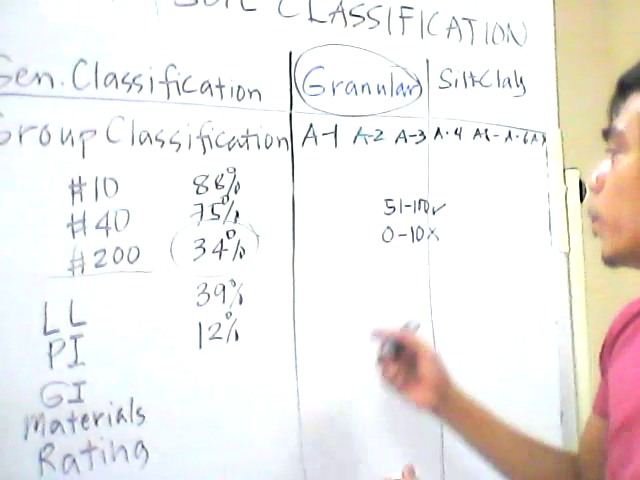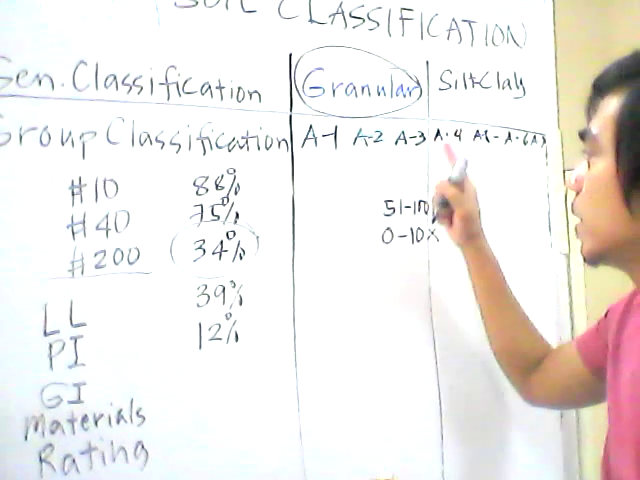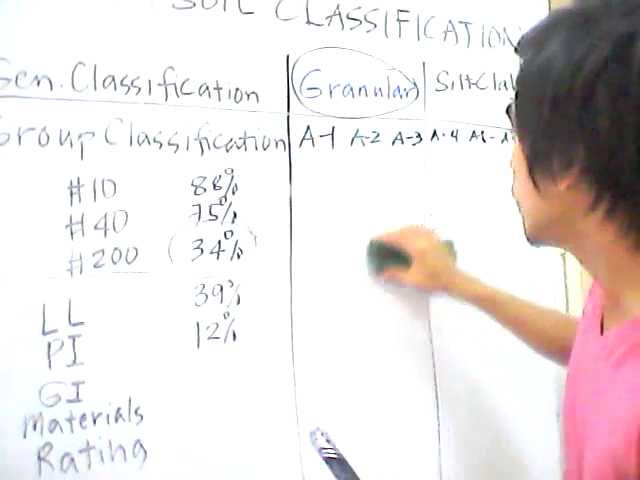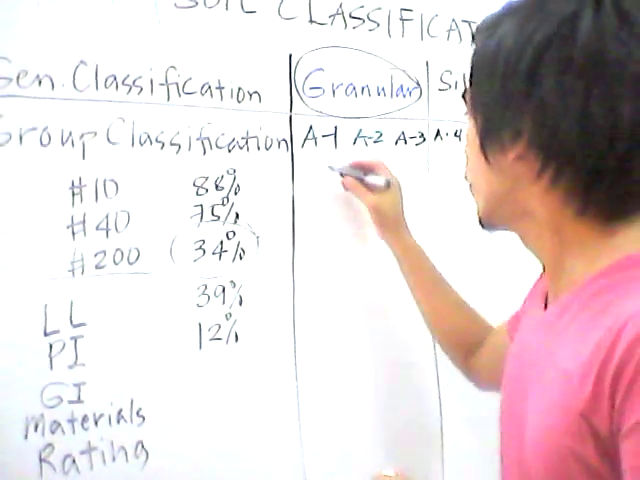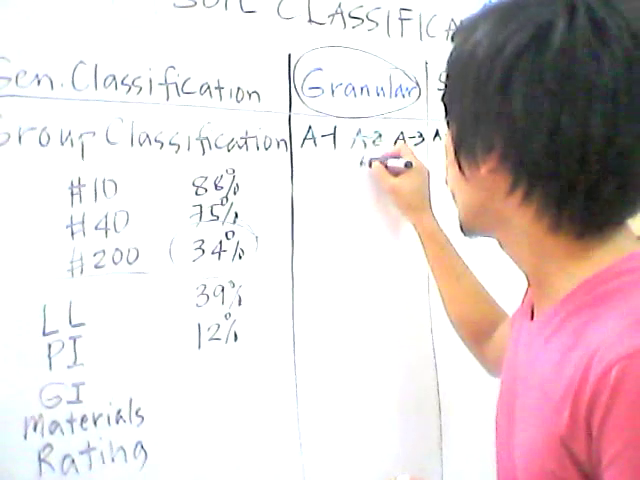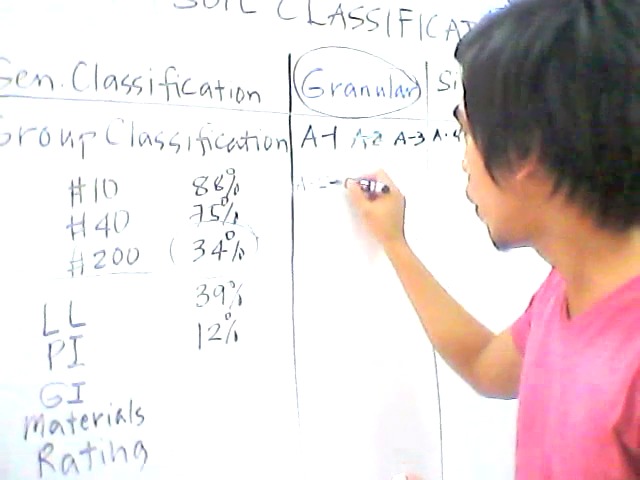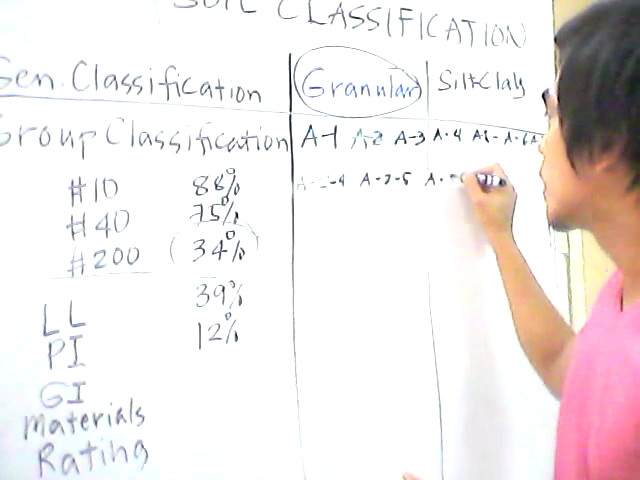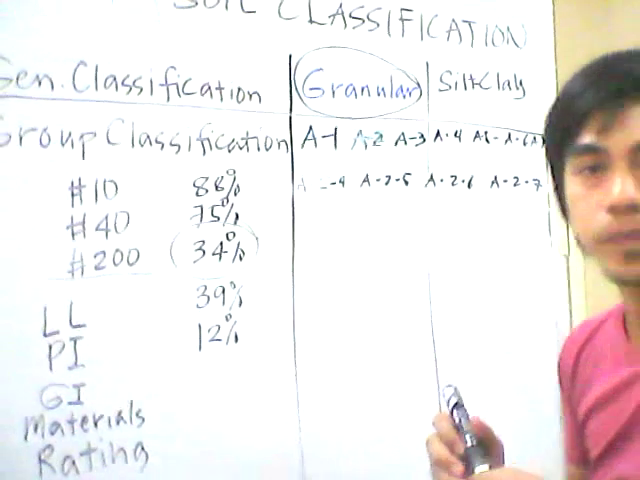So, we now proceed to A-2. Again, A-1 is eliminated. A-3 is also eliminated. Let's proceed to A-2. Under A-2, we have further classification. A-2 has 4 subgroups: A-2-4, A-2-5, A-2-6, and A-2-7.